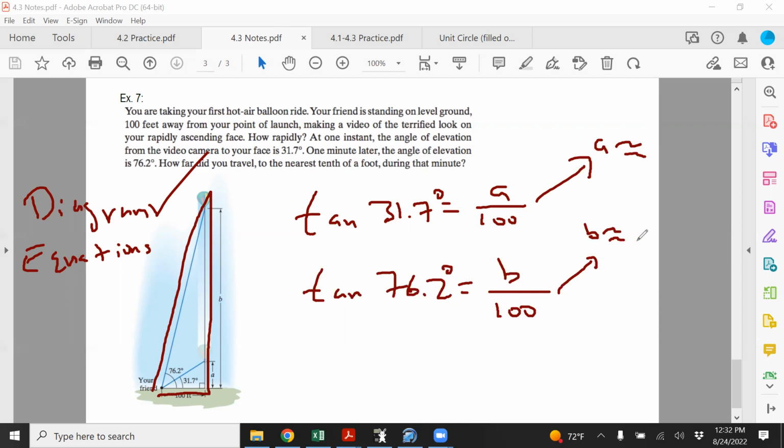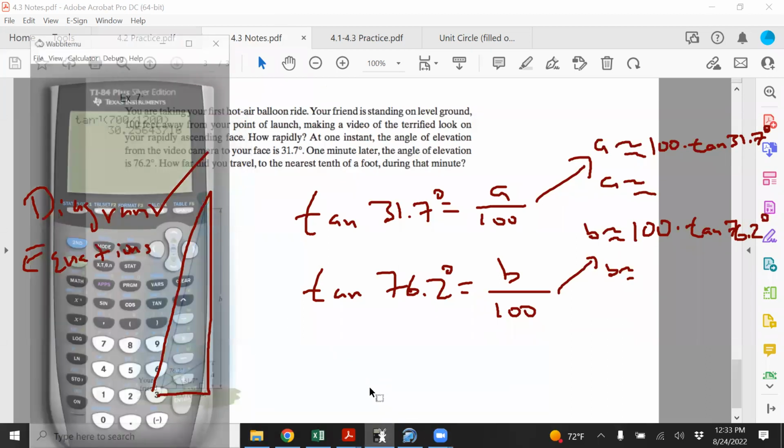Okay, so you guys should know what to do now. We've done this 4 times already. So you got to multiply by 100. And then you work those out. So you need to get a calculator here.